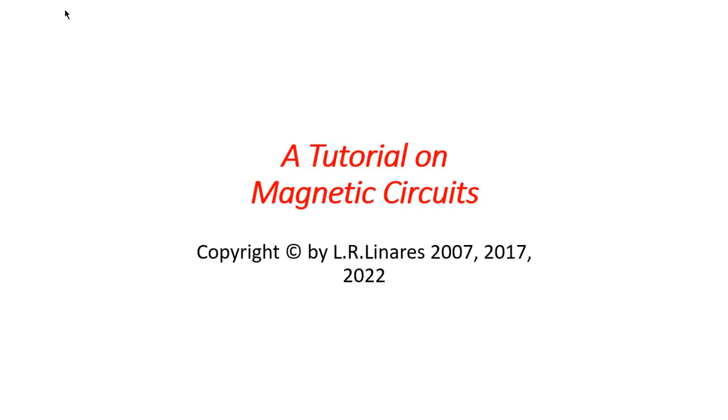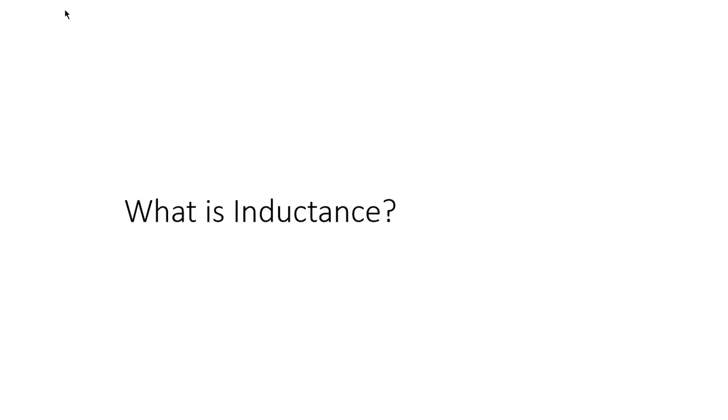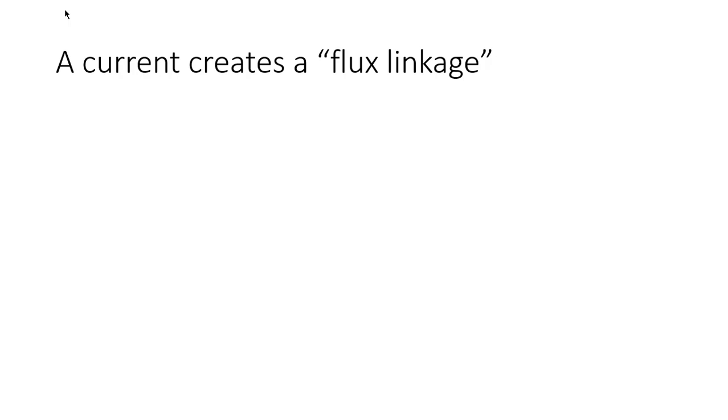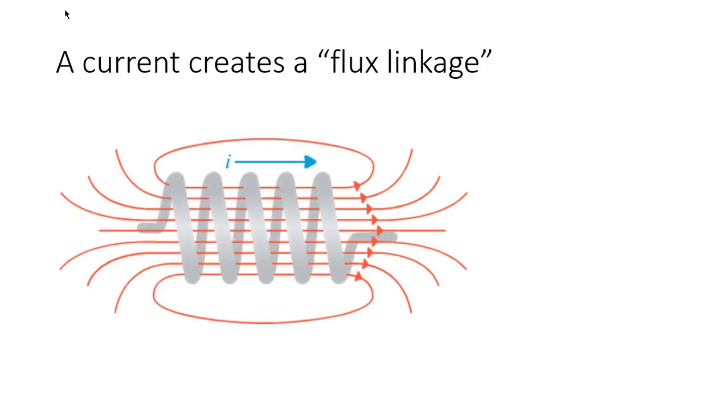This is our first tutorial or recitation on magnetic circuits. What is inductance? When a current flows through a coil, it creates a magnetic flux that links each one of the turns of that coil, creating flux linkage. That flux linkage, lambda, is defined as N times the flux, the product of the number of turns linked by the flux that links it.